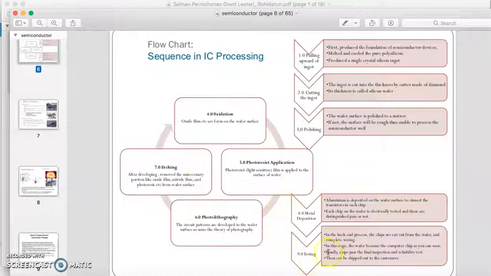And then the last stage is the metal deposition, packaging, and testing of the circuit.